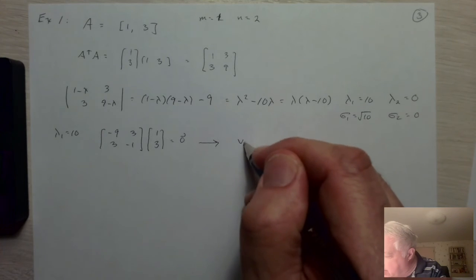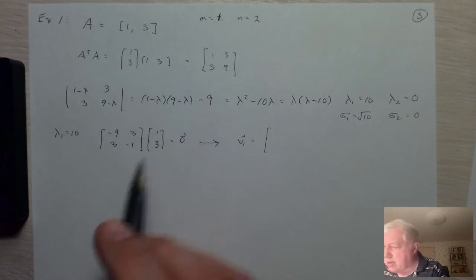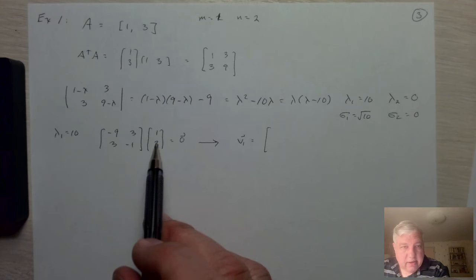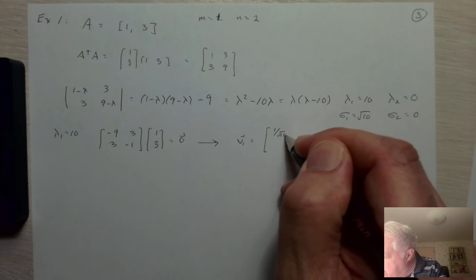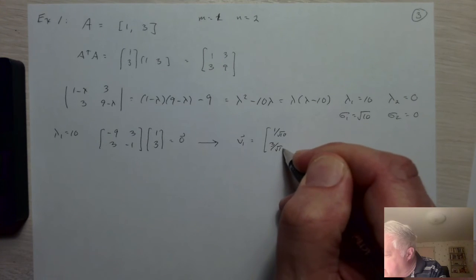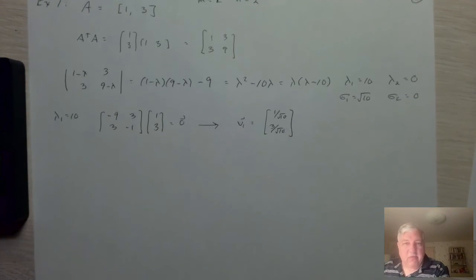V1 then is just the normalization of this. The length of this vector, we take 1 squared plus 3 squared, that's 10. Take the square root of 10, that's the length. So we take 1 over square root of 10, 3 over square root of 10. That will be our V1.